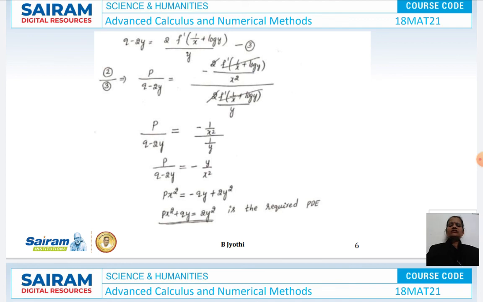Cross multiplication and simplification gives us px square is equal to minus qy plus 2y square. That is, taking the terms consisting of p and q on one side, we get px square plus qy is equal to 2y square. This is the required partial differential equation wherein we don't have any function.